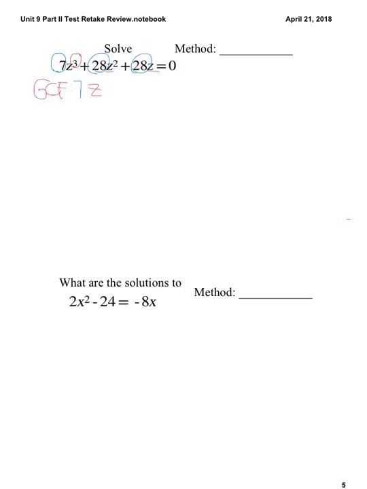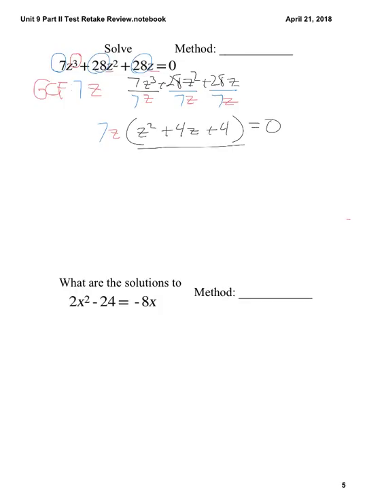When I do that, that's basically 7z cubed plus 28z squared plus 28z. Each term here is going to be divided by 7z. And what we're going to end up with is z squared plus 4z plus 4. And of course that's going to be multiplied by our 7z. We can't forget the 7z. That is part of our solution here. And of course this is all equal to 0.